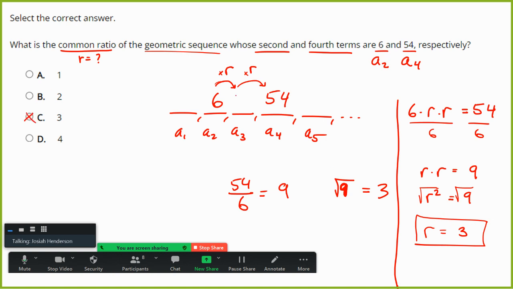Now, that looks like a good answer. Let's double check. 6 times 3 is 18. 18 times 3, is that 54? Yes, it is. So we did find R, but we had to do some maneuvering to figure out what is in the middle and what is the R number.